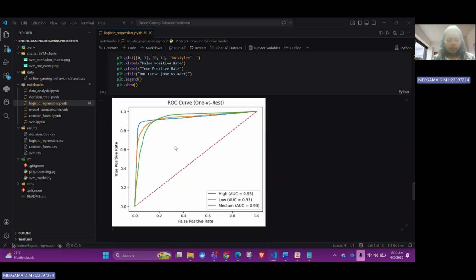We use the one-versus-rest approach. Here, the ROC curve shows that the model performs well with the dataset, with an AUC of 0.9 across all classes, which means it can accurately distinguish between different levels. The ROC curve helps us understand how well the model separates classes across different thresholds, not just at one point like accuracy. So that's what I have to demonstrate with regard to logistic regression. Thank you.